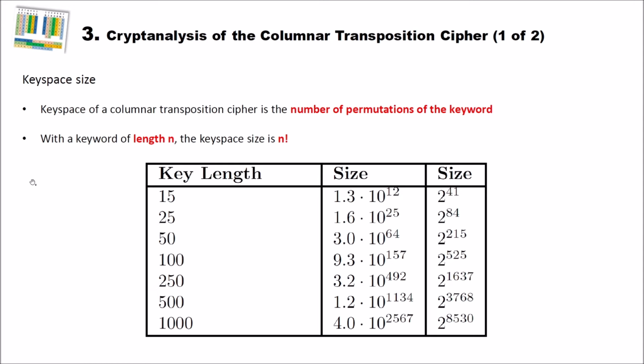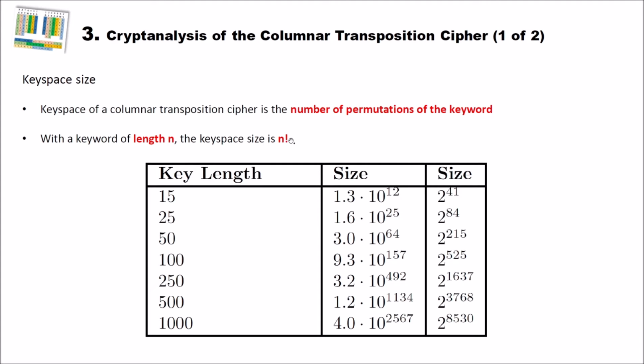And the key space of a columnar transposition cipher is the number of permutations of the keyword or of the columns. And with a keyword of length n, the key space size is n factorial. And here are some examples. Why is it n factorial?